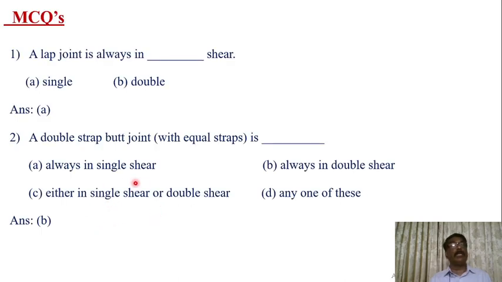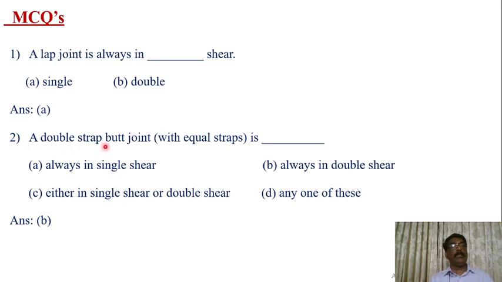Okay, now let us go for some multiple choice questions on the topic we have just covered. The first question is, a lap joint is always in dash shear. Single shear or double shear? The answer is single, because in case of a lap joint, the rivet will be under single shear. That means it will shear off at one particular cross section. Therefore, a lap joint is always in single shear.